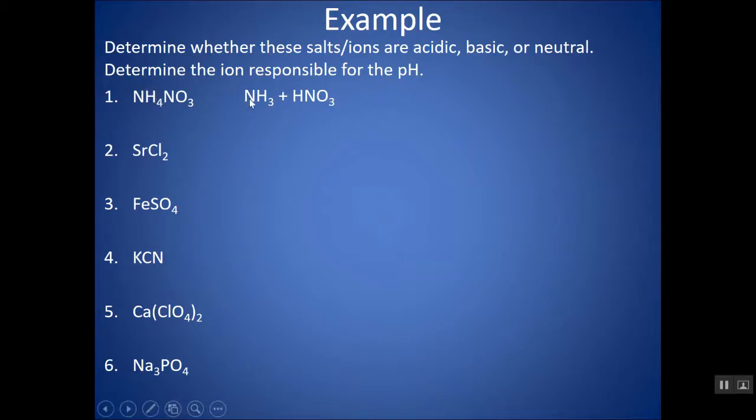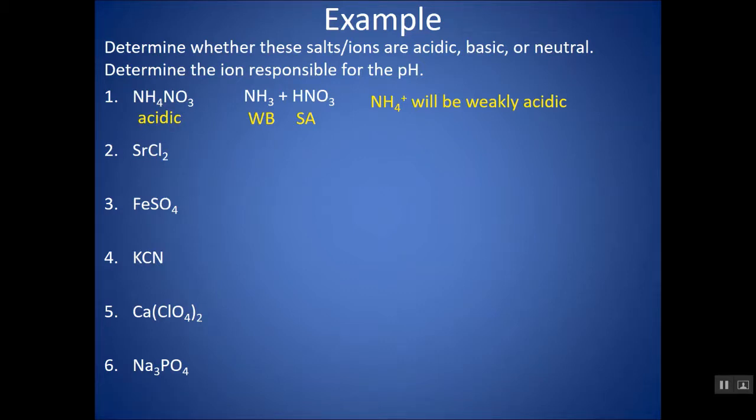NH4 plus is the conjugate of the weak base, so that would be slightly acidic in solution. NO3 minus is the conjugate of the strong acid, so that would have negligible strength. So this would actually be an acidic salt because it's the NH4 plus, the conjugate of the weak species, that can act as an acid in solution.